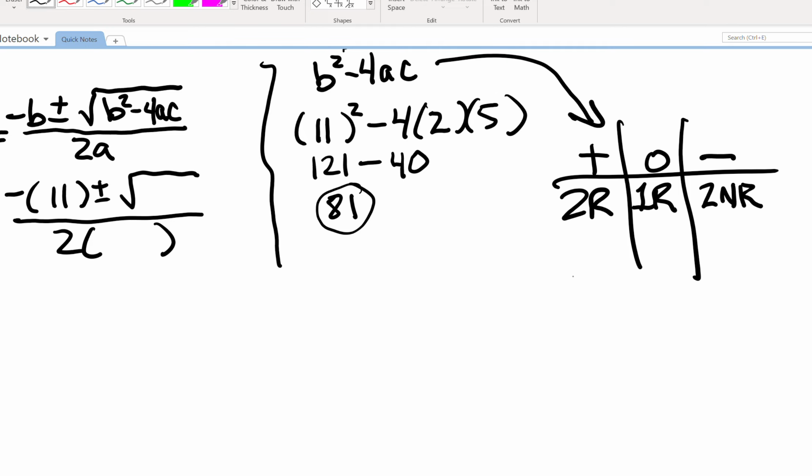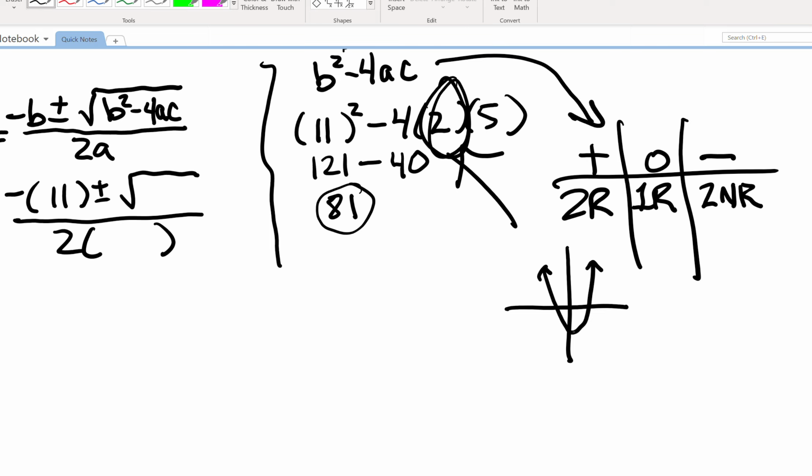Because in this case we know that a is positive, a is 2. This is our a. And it's positive, we know it opens up. And so the graph of this, when you have positive discriminant, would look something like this. Now, it could be further to one side or the other, but it's going to have 2 x-intercepts, and it's going to open up. And when it's 0, it's going to look like this, where it touches just at one spot, but it just has 1 x-intercept.